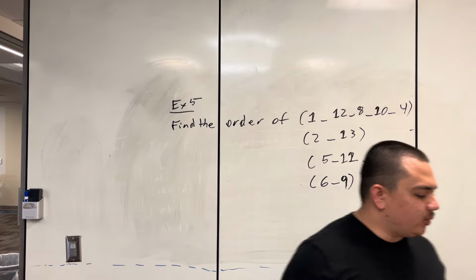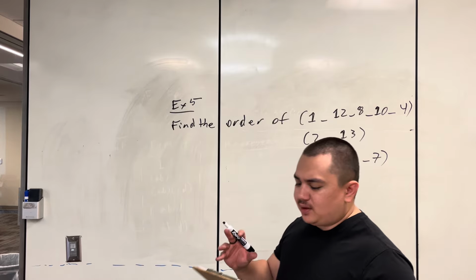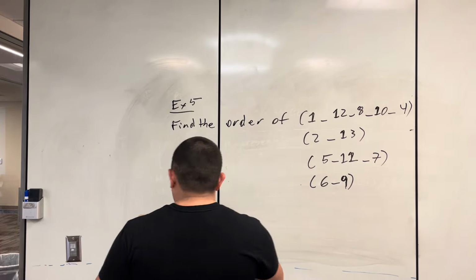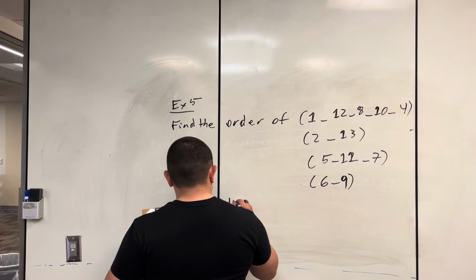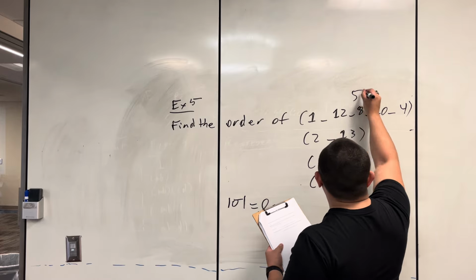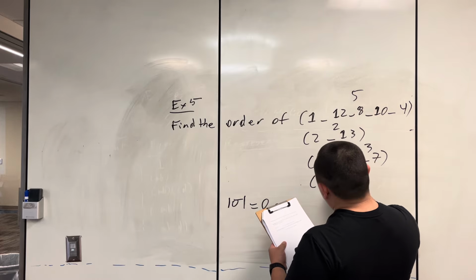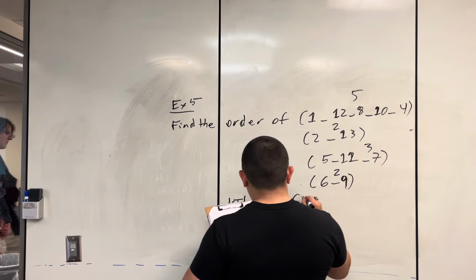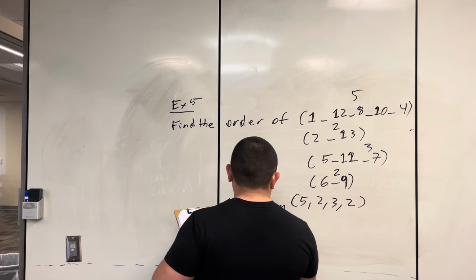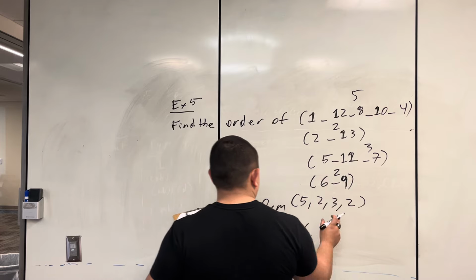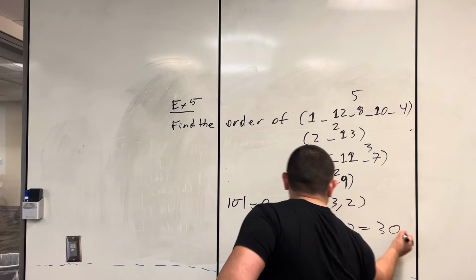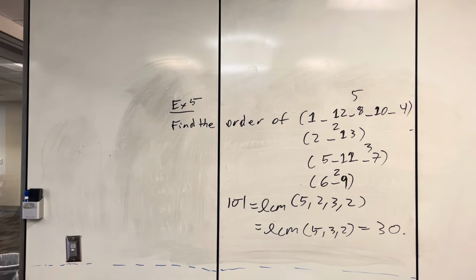So intuitively for disjoint cycles, the order of the product is the least common multiple of the individual cycle lengths. In this case, order of sigma is equal to the LCM. How many do we have? We've got 5, we've got 2, we've got 3, we've got 2. So 5, 2, 3, 2. What does that get you? Well, there are two twos, but that doesn't really change anything, that just gets you 30 regardless, right? So the order of sigma is equal to 30.